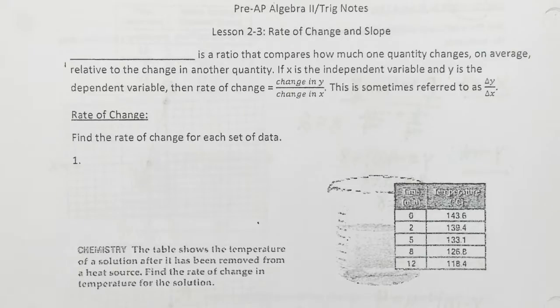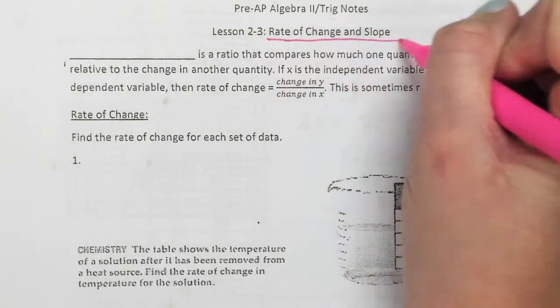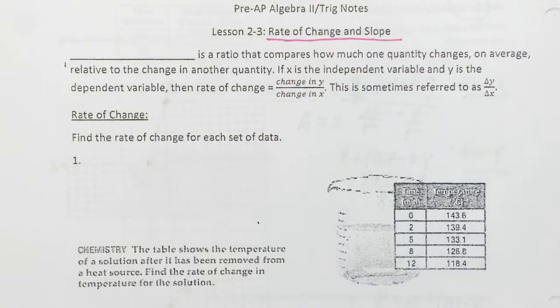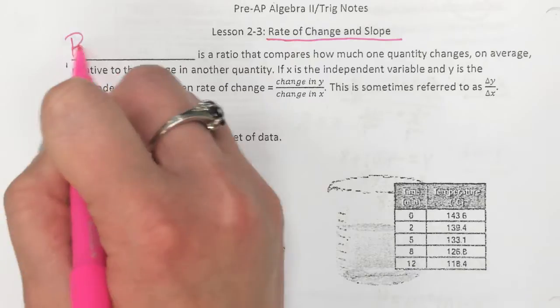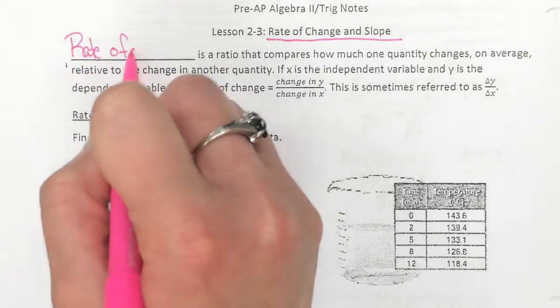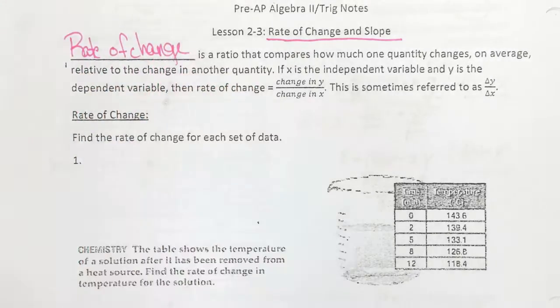Okay, here we go. What's the title of today's lesson? Rate of change is slope. Very nice. So, instead of saying slope, you could say what? Rate of change. There you go. All right, so rate of change is the ratio that compares how much one quantity changes versus how much the other changes, right?